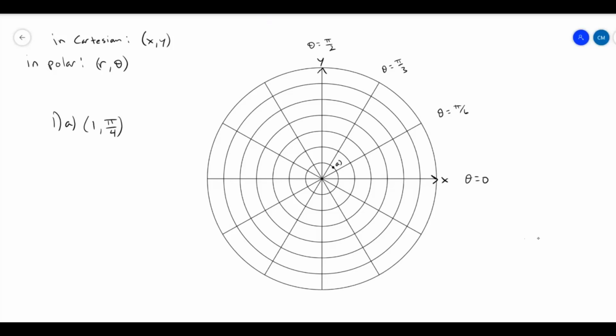Okay? For part B, (-2, ...), we have to also be aware that we can have negative radius values here. We can also have negative angle values. So how do you deal with a negative radius?